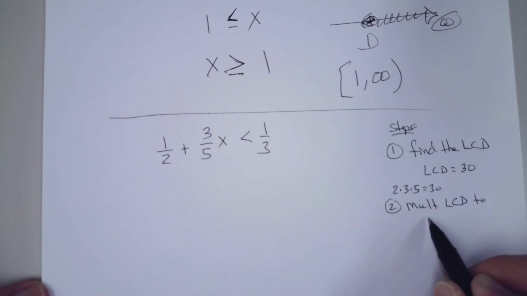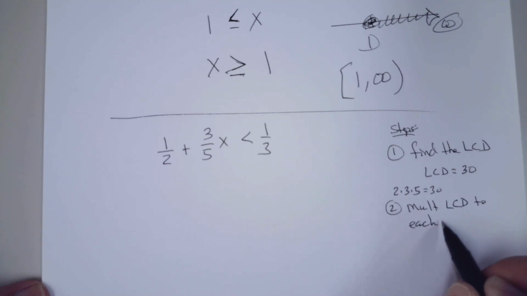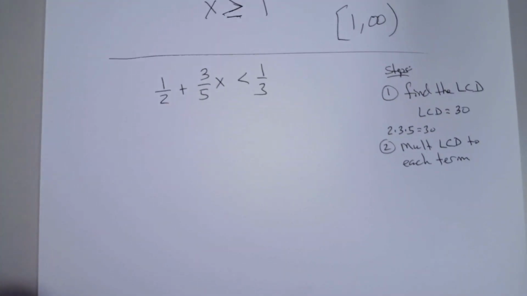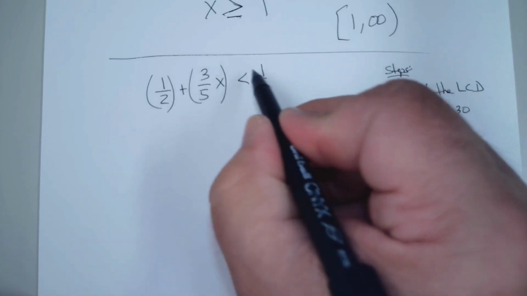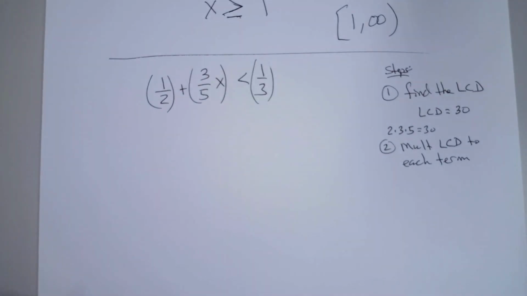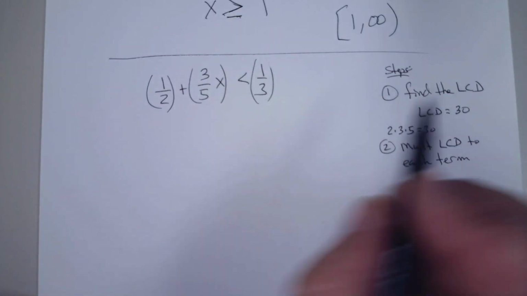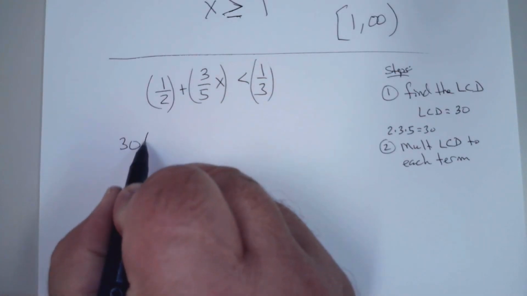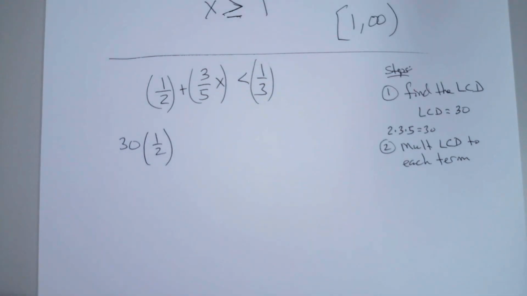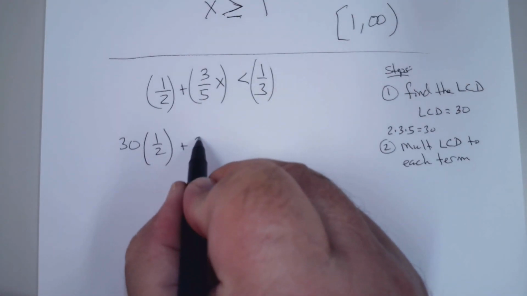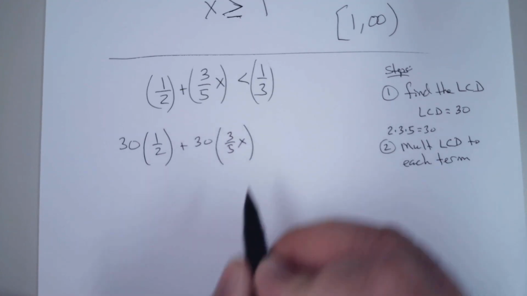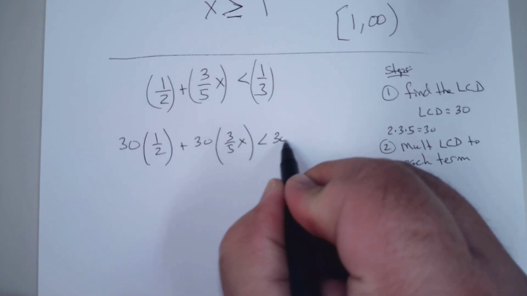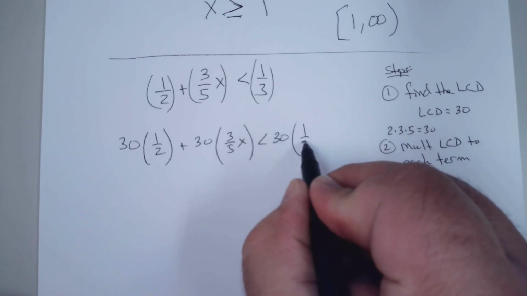Multiply the LCD to each term. So we have a term here, we have a term here, and we have a term here. So I put the LCD in front of each one of those. 30 times 1 over 2 plus 30 times 3 over 5 less than 30 times 1 over 3.